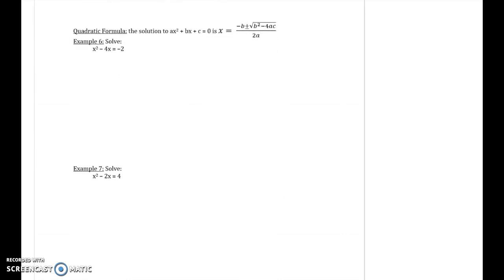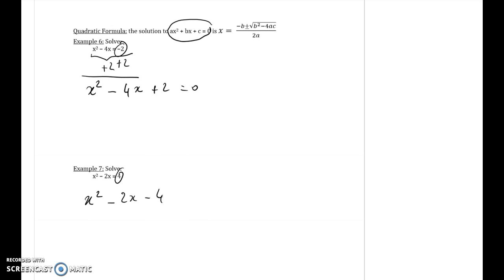Please apply all of the advice I gave you. Pay attention every time that what you are looking for is ax squared plus bx plus c equals 0. Therefore, you need to move the -2 right here, and the 4 on the other side. How will you move the -2? By adding 2 to both sides. And if you add 2 to both sides, you will end up trying to solve x squared minus 4x plus 2 equals 0. And on this one, x squared minus 2x minus 4 equals 0.